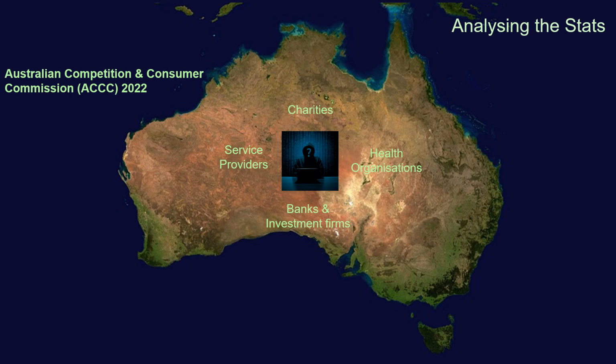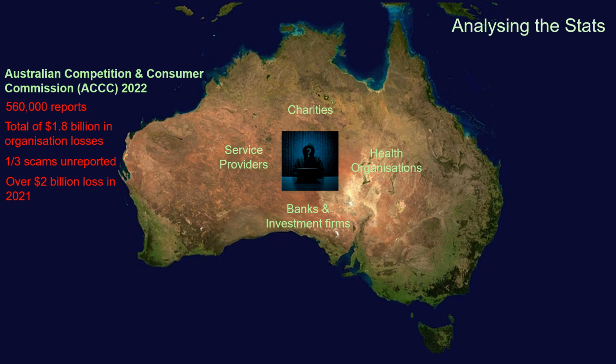According to the Australian Competition and Consumer Commission, also referred to as the ACCC, in 2022, the ACCC recorded about 560,000 reports that were made by individuals who had received a scam or were a victim of a scam. In addition, organizations reported a combined total loss of about $1.8 billion. However, a third of scams were unreported, and it is estimated that over $2 billion was lost due to scams.